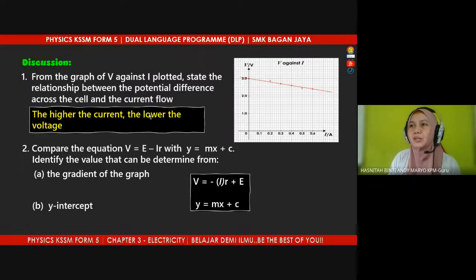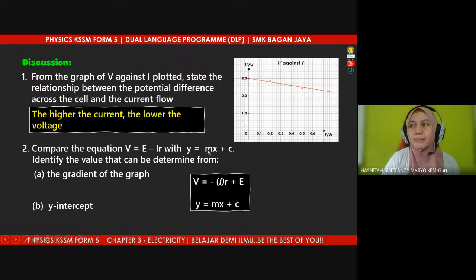Then question number 2 asks you to compare these two equations. This is the equation we derived just now, the equation relating voltage, EMF, and voltage drop. And I think you are familiar with this equation, right? y equals mx plus c. What equation is this, students?